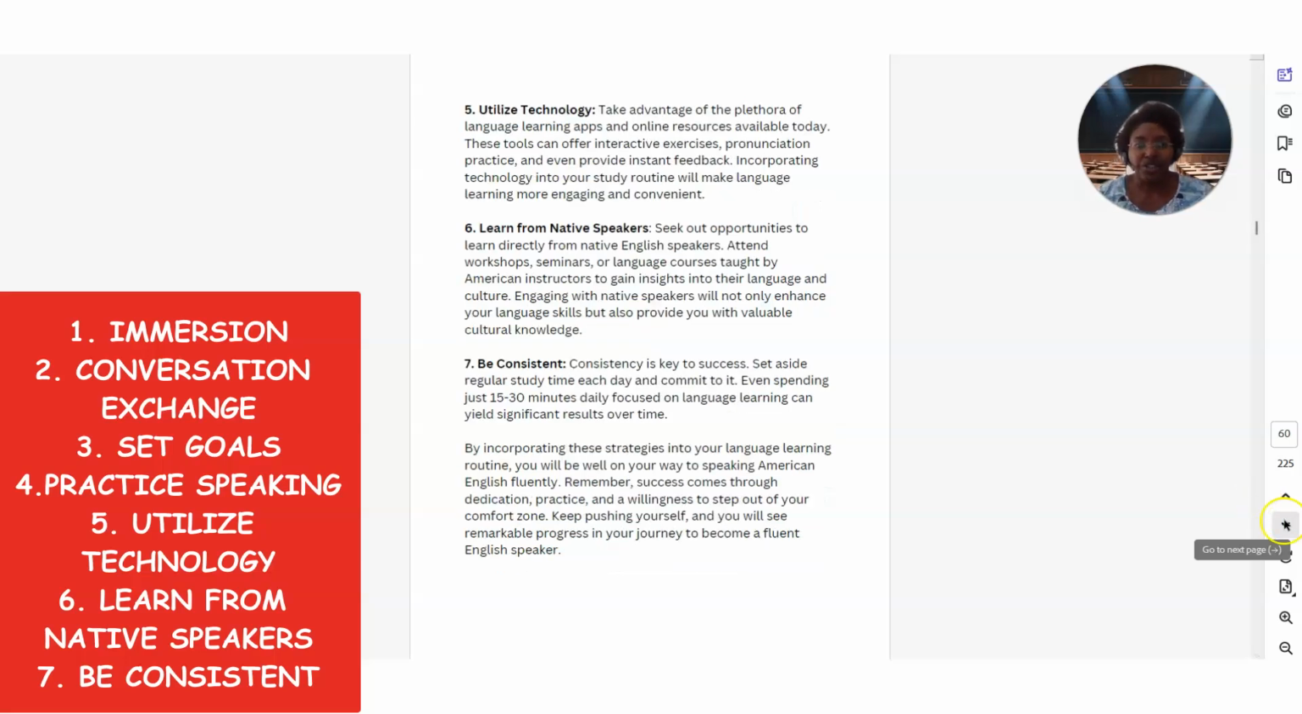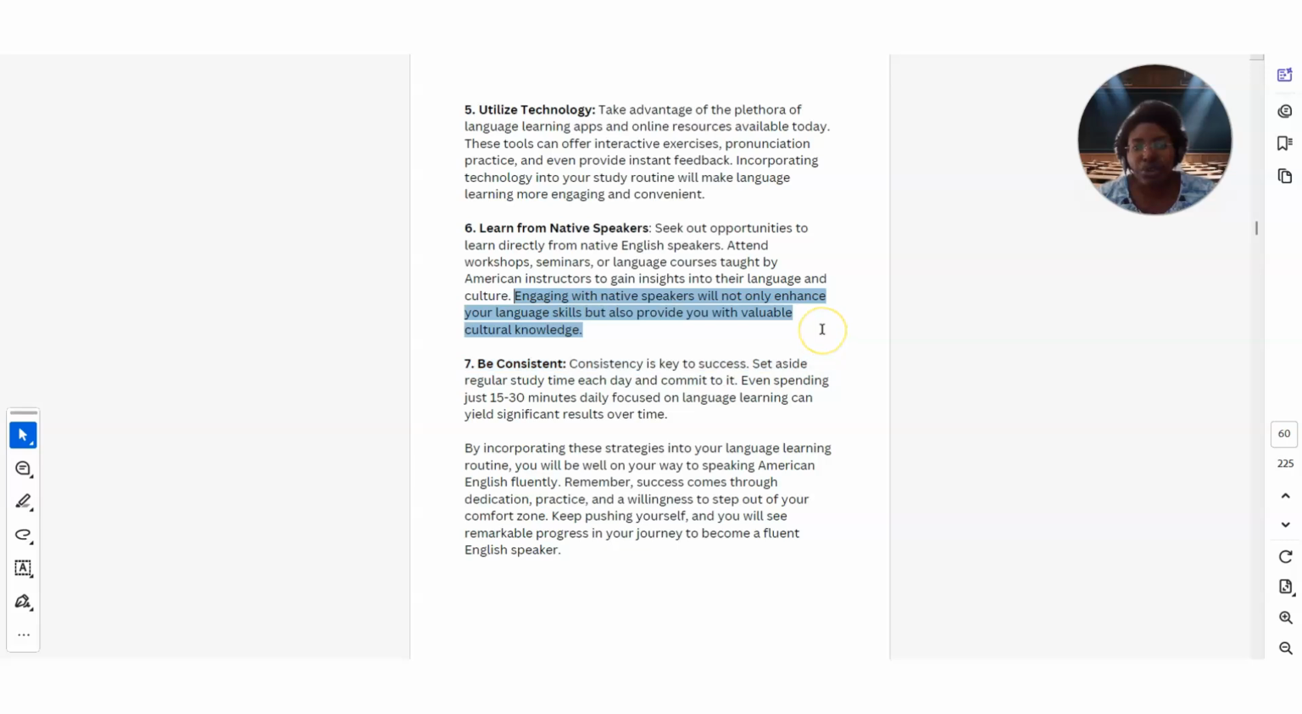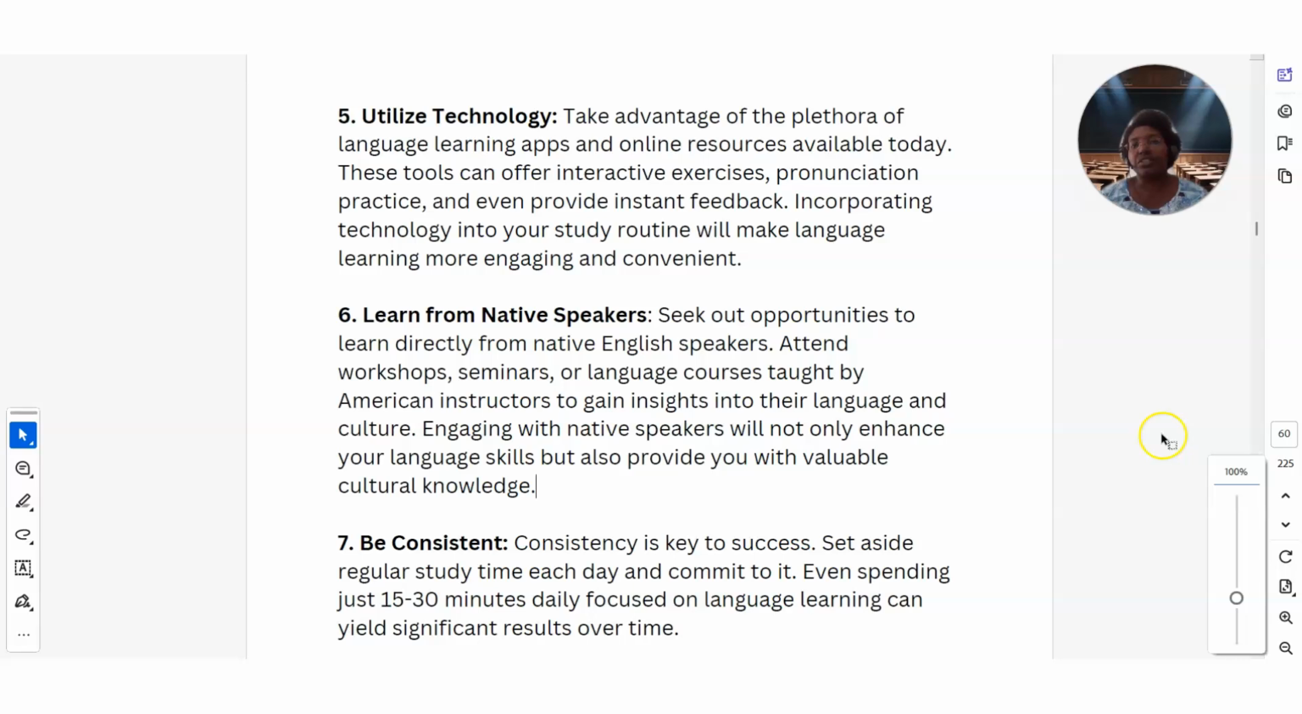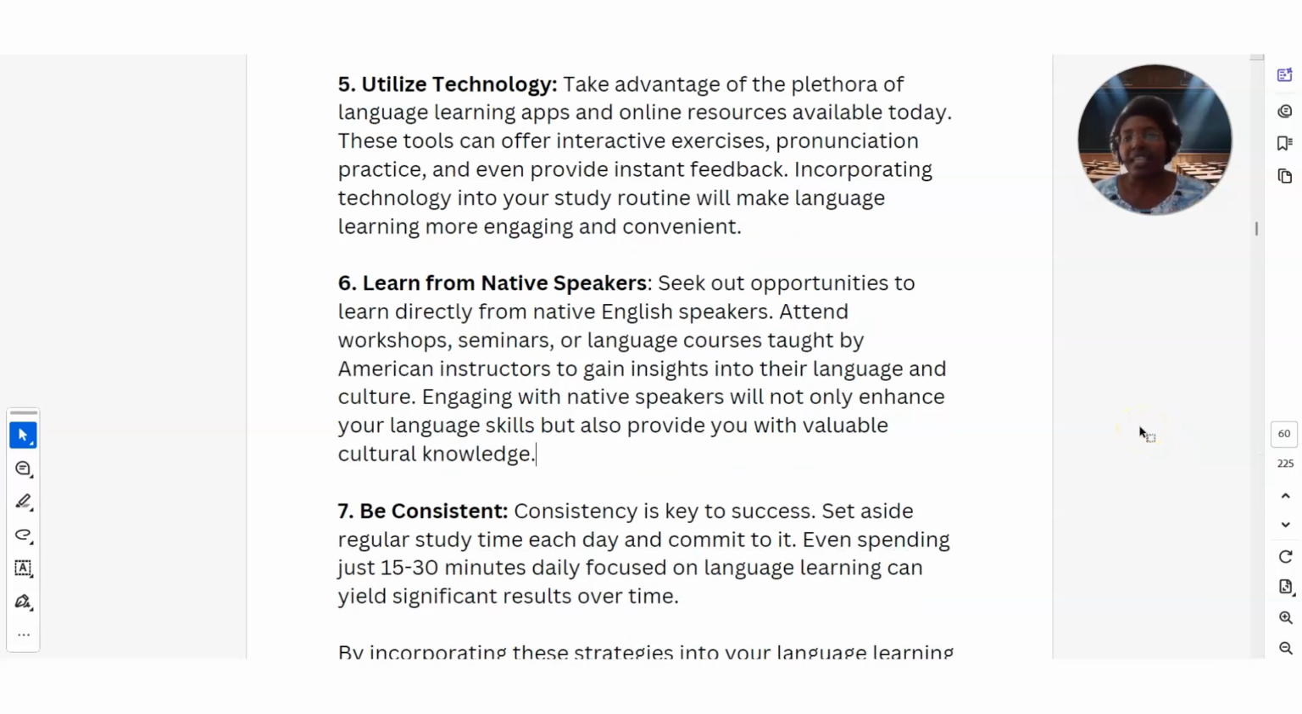Number 5, utilize technology. 6, learn from native speakers. And 7, be consistent. I'm just going to talk briefly about 6 and 7 before we move on to the dialogues. You should be seeking out opportunities to directly speak to native speakers. Why? It's an interesting sentence here. I'll read it word for word. Engaging with native speakers will not only enhance your language skills, but also provide you with valuable cultural knowledge. Valuable cultural knowledge. So what they can add is cultural knowledge. So it's not just about speaking, but they can really help you navigate the English language to a more detailed degree.